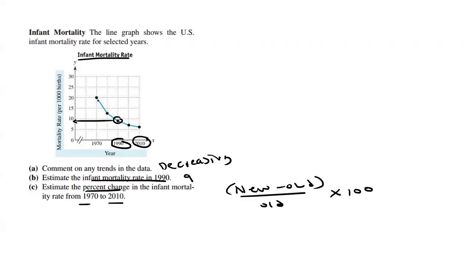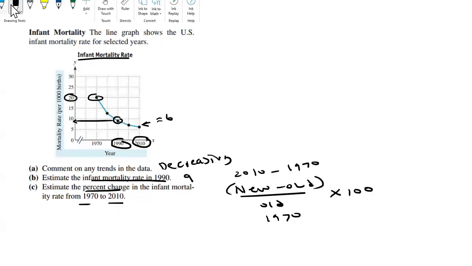So in 2010, it looks like it's just above 5. The mortality rate is 5, so probably about 6. From 1970, it looks like the mortality rate is 20. So 20 is the mortality rate. In this case, our new value is 6, because that's more recent, 2010. So this would be the 2010 data minus the 1970 data, divided by the 1970 data.